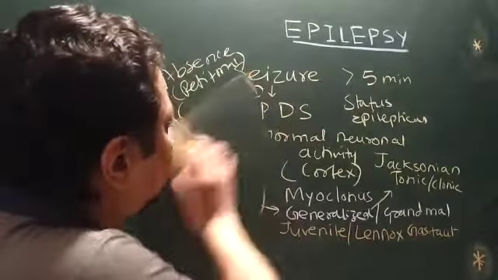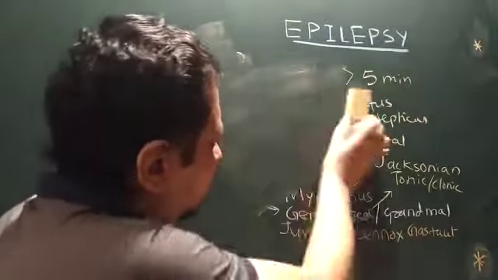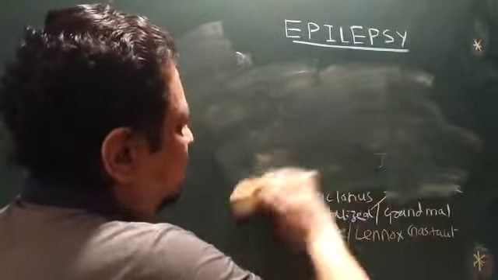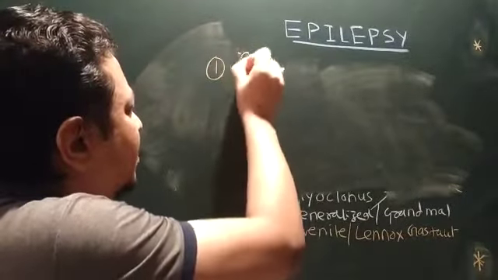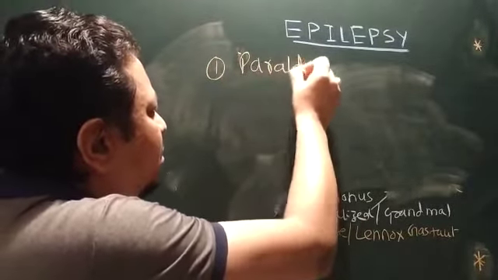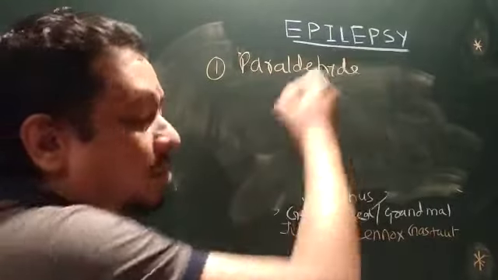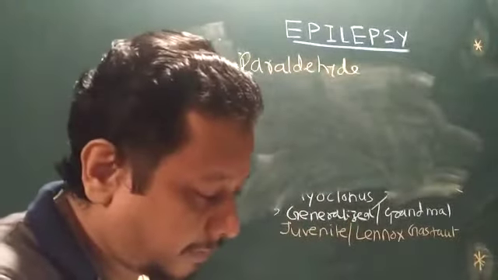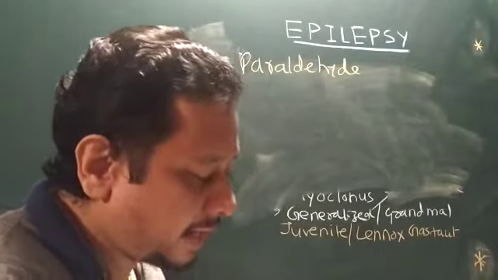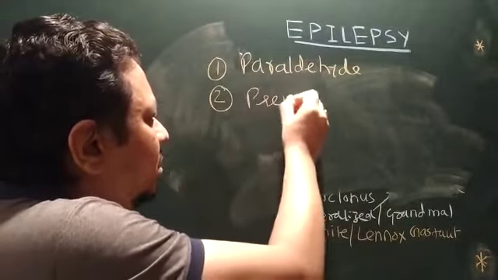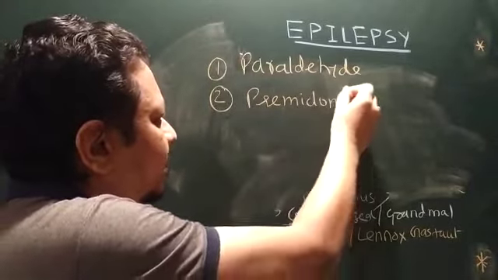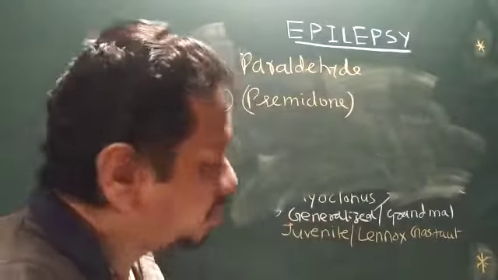Now the first anti-epileptic drug, which is the old one and is no more given by doctors, is paraldehyde. Paraldehyde is also used in IV form to treat status epilepticus. After that, phenobarbital is introduced, especially primidone, which is a prodrug. So this is introduced, primidone.